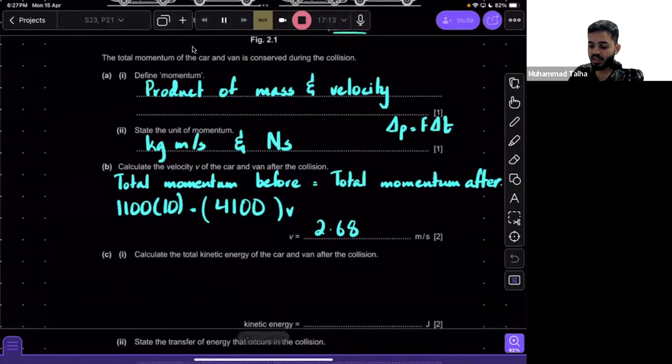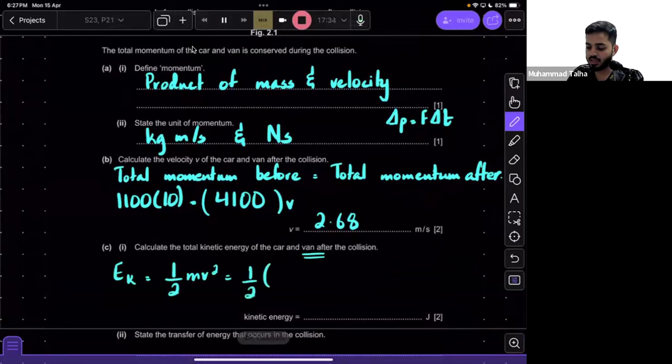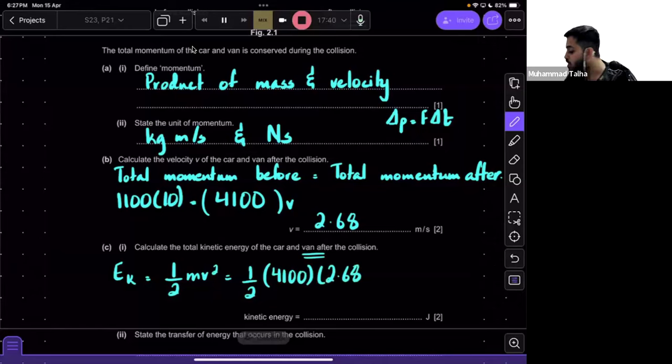All right. Calculate the total kinetic energy of the car and the van after the collision. So now we know the mass afterwards, we know the speed afterwards. So we can just use the formula half mv squared, right? So it's half. Mass is 4100 as we calculated. And the speed is whatever your answer was. So 2.6829. I'm just writing this down here so that you know that you have to take more significant figures here. All right. Otherwise, obviously, you're going to use the values which are there in your calculators.